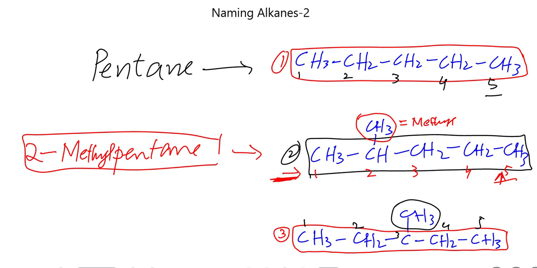So now again we have to say the position and name of the branch, and the position this time is carbon number 3. So we'll say 3-methyl. 3-methyl. Alright. So total number of carbons is 5. So 3-methylpentane.